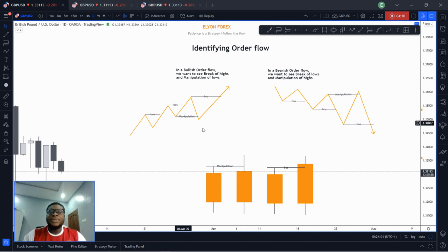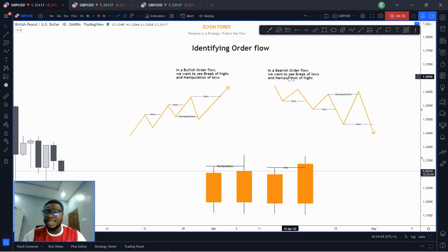So now we can see that the market came all the way down here to manipulate this low, and I will explain why I regard this as a manipulation and not a break of structure. And we can see that this low now was created a new manipulation. For a lot of people, once they see this manipulation, they believe that the trend is about to change. But for me, it's not about to change because this was just a manipulation. The market is still in a bullish order flow.